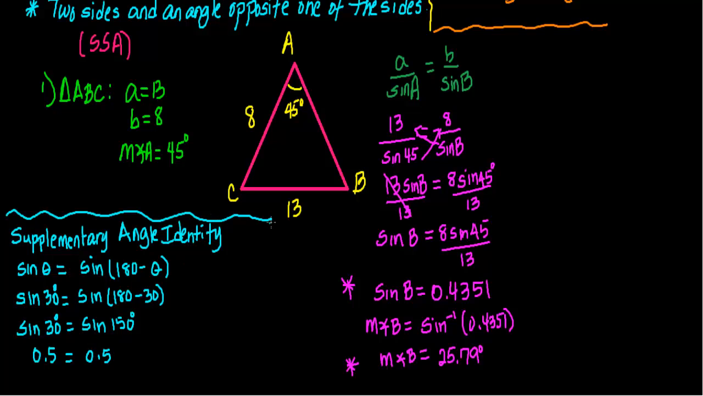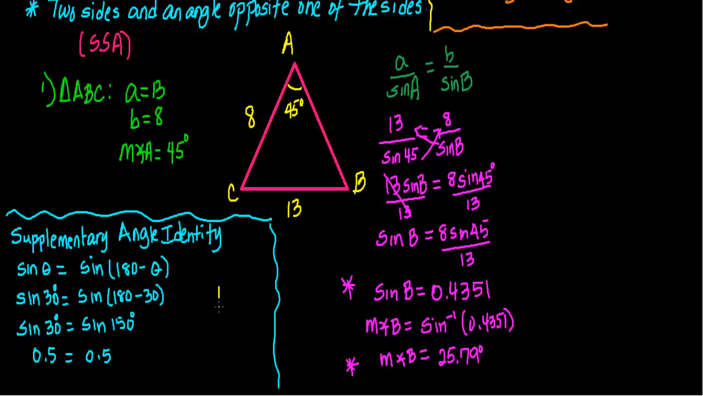So what this identity tells you is that whenever you get an angle using sine inverse, that value for the angle, you will always get the acute angle, or the angle that's in between 0 and 90 degrees, okay? But there's also a mirror or a reflection of this angle in the second quadrant.